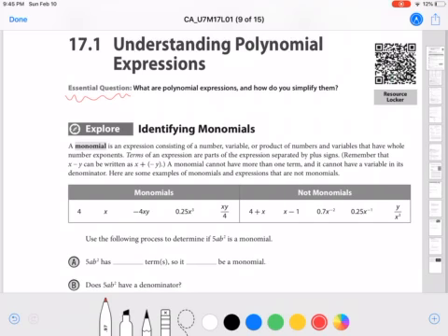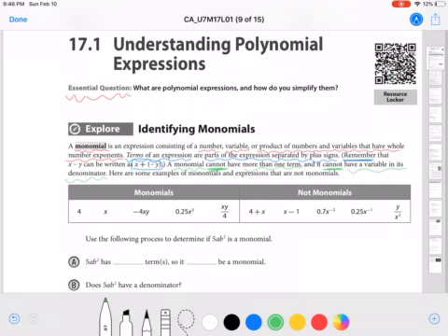But we're going to go ahead and start on page 805 and we're going to move to page 806. A monomial is an expression consisting of a number, variable, or product of numbers and variables that have whole number exponents. Okay? Terms of an expression are parts of the expression separated by plus signs. So, something to remember is x minus y can be written as x plus a negative y. It's the same thing, just written differently. So, a monomial cannot have more than one term, and it cannot have a variable in its denominator.